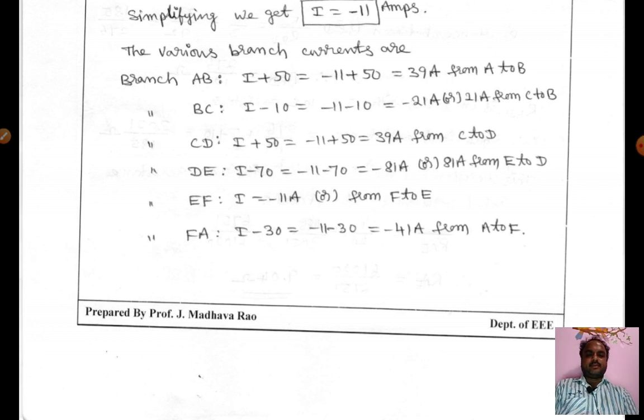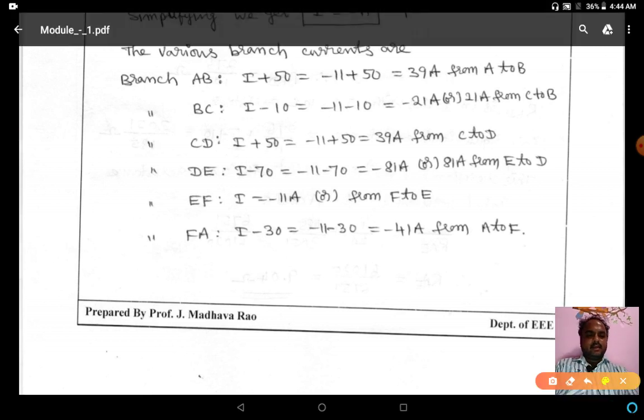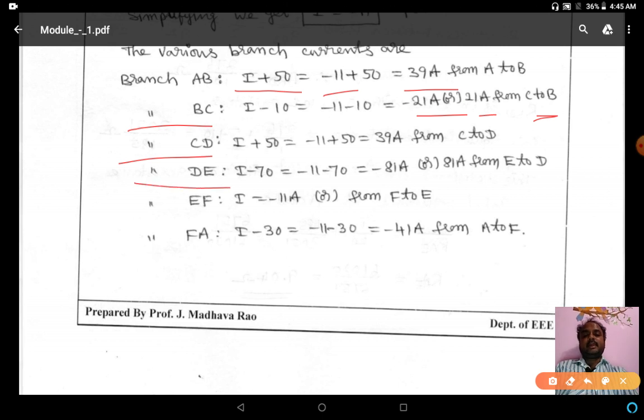AB is I plus 50, right? And I value is minus 11 plus 50. So we got 39 amperes. Similarly, branch BC, I minus 10, minus 11 minus 10, minus 21. Suppose if you take C to B, that is the opposite direction, that is equal to plus 21 amperes. And branch CD, branch DE, branch EF, branch FA.